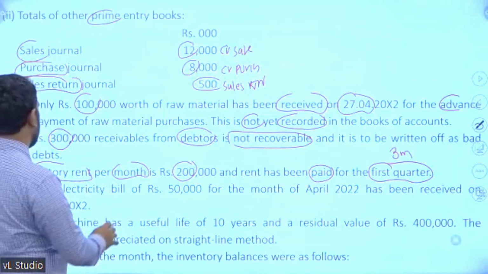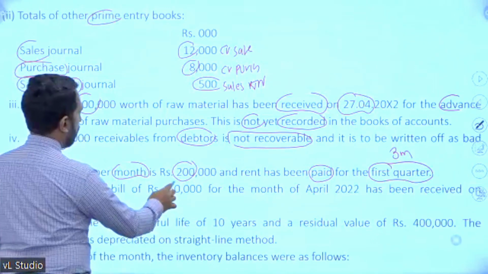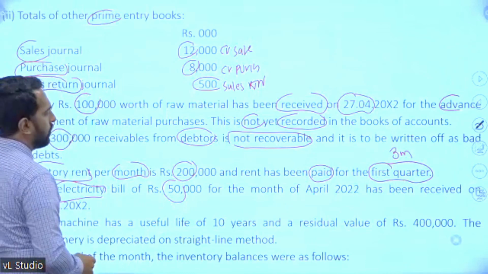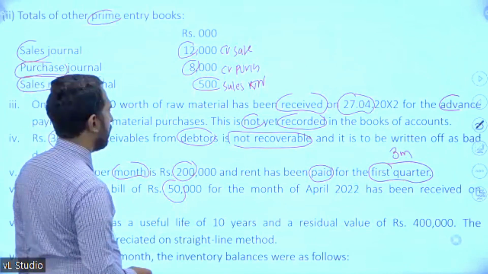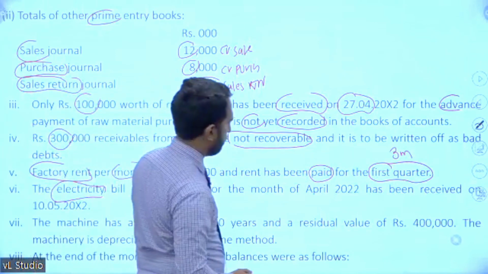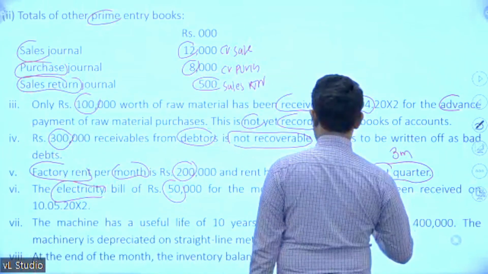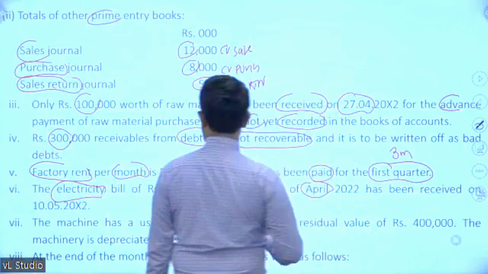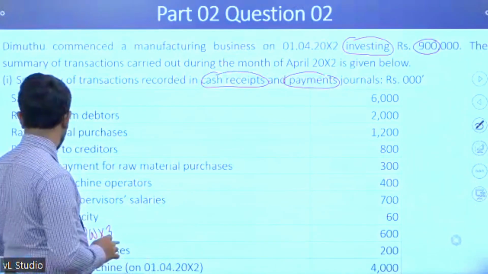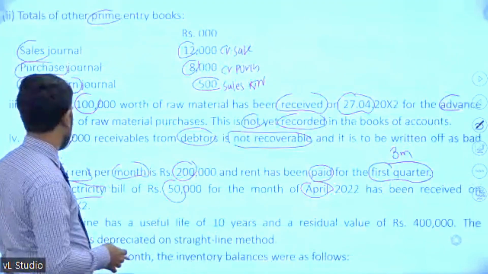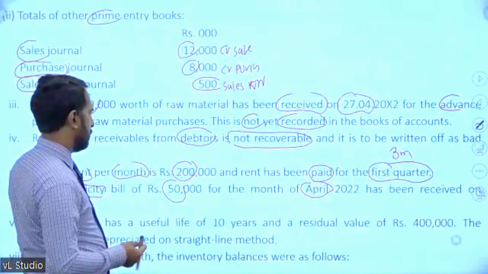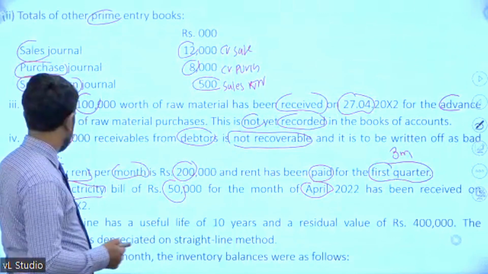The electricity bill of rupees 50 for the month of April 2022 was received on 10th of May. Right? So far for the electricity, we have paid 60. The bill value is 50. So we have a prepaid expense.